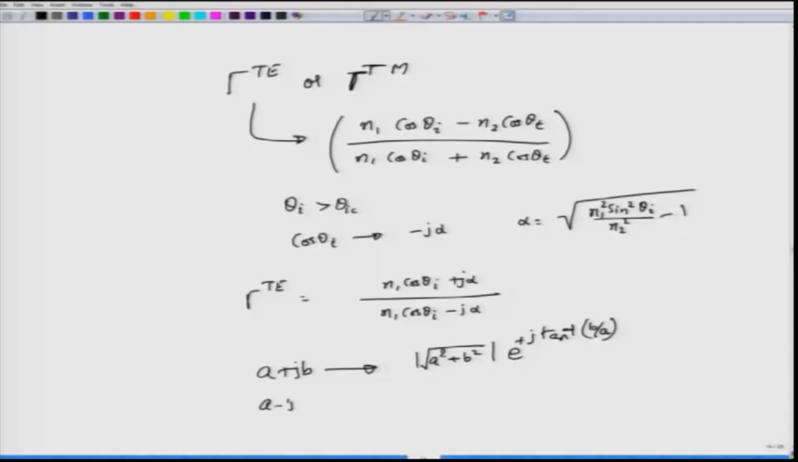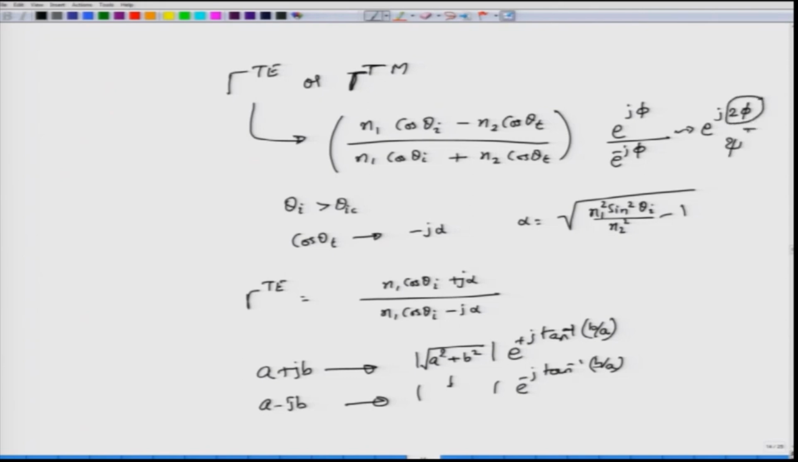So, I can write A minus jB as the same magnitude, but with a phase which is minus j tan inverse of B by A, right. Now, I go back and write the numerator and denominator in this fashion, and because the magnitude is the same, that would cancel out, and what I have is e power j phi divided by e power minus j phi. Together this becomes e power j 2 phi. And you can call this e power j 2 phi as some psi with a TE, and this particular psi with a TE is what is called the phase shift upon reflection.